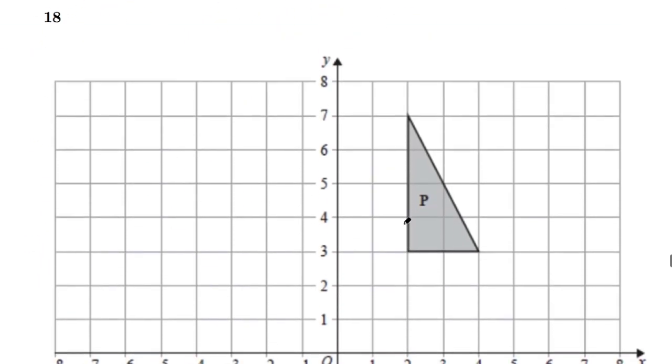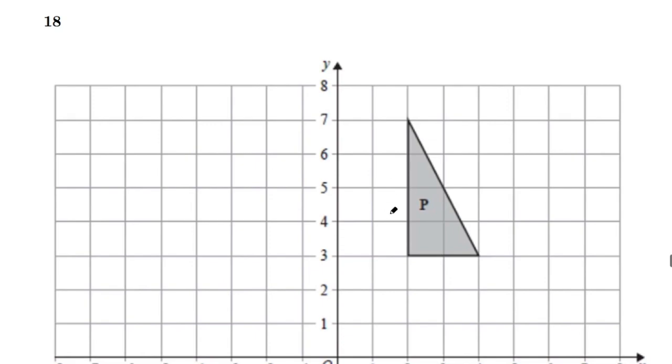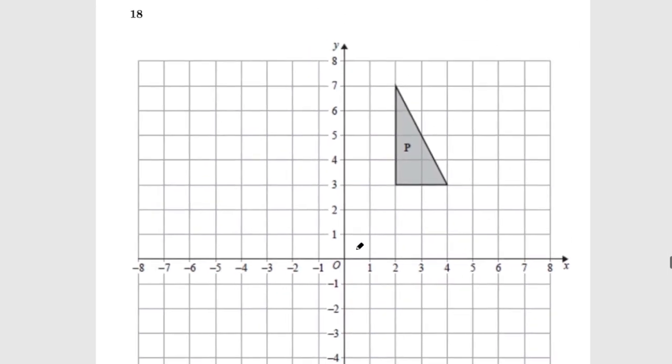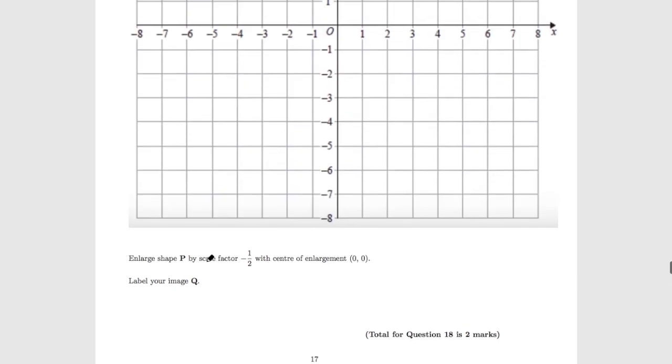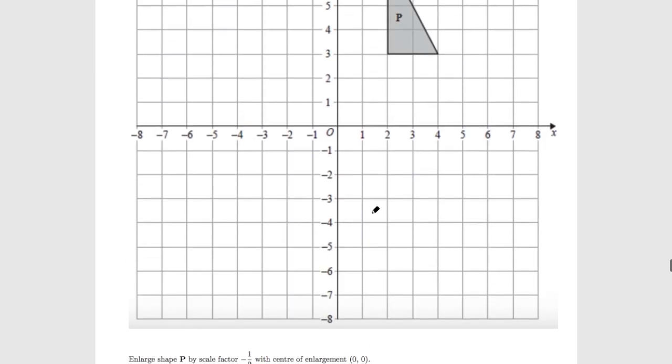Anyway, on to question 18. It gives us a graph. Might have to zoom out a little bit here. It gives us a graph, and it says enlarge shape P by scale factor -1/2 with the center of enlargement 0, 0. Label your image Q. Okay, so center of enlargement is 0, 0.